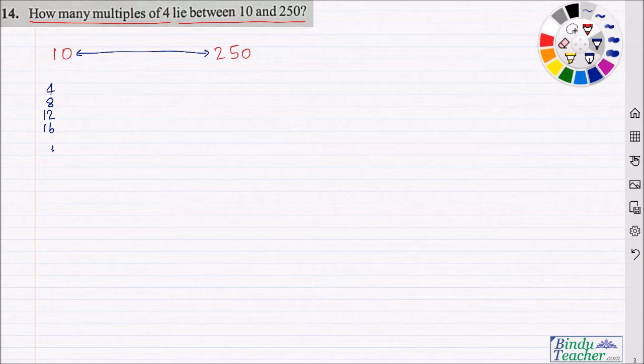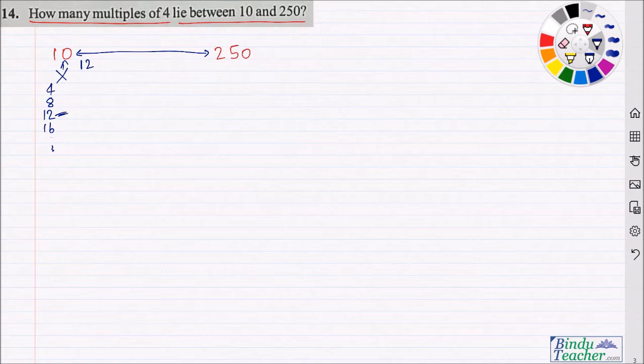So let's first find out the first multiple of 4 after 10. Now, is 10 itself a multiple of 4? No, it is not. The next closest is 12. So I'll write 12 here. Remember, we have to find the multiples of 4 between 10 and 250, which is why we started with 12, because 12 is greater than 10.